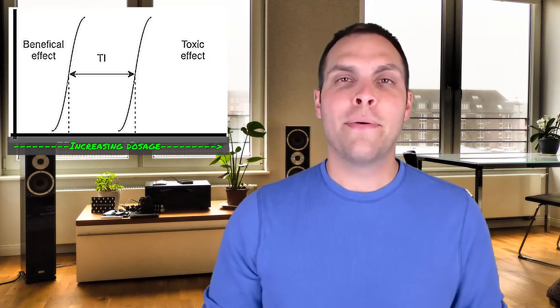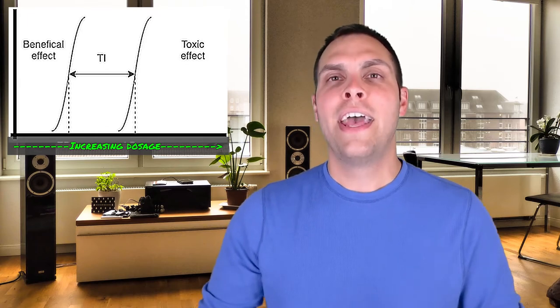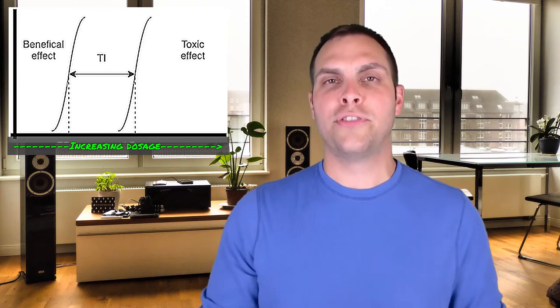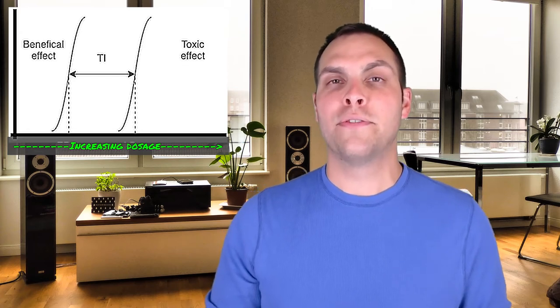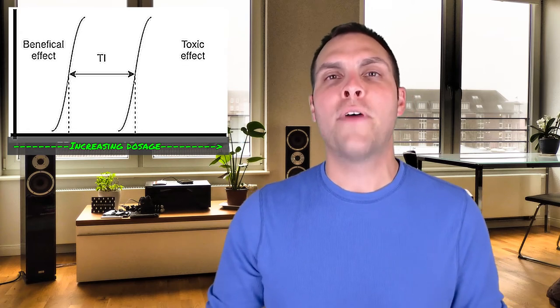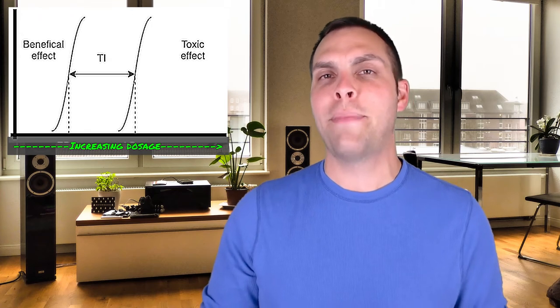If you have something with a TI of 10, that would indicate that the toxic dose is 10 times higher than the dose you need to give to treat an infection. Other drugs have a narrow TI, and a narrow TI isn't great. That means that the toxic dose is very close to the therapeutic dose. In other words, you're kind of already working on the maximum dose you can give that patient.